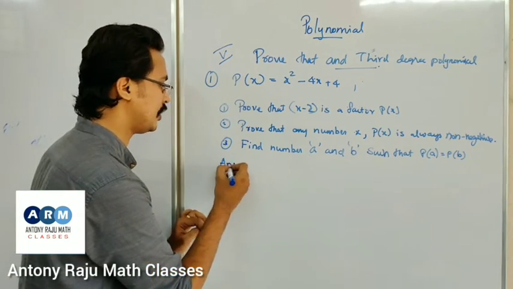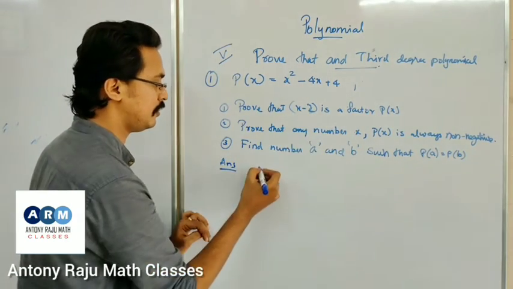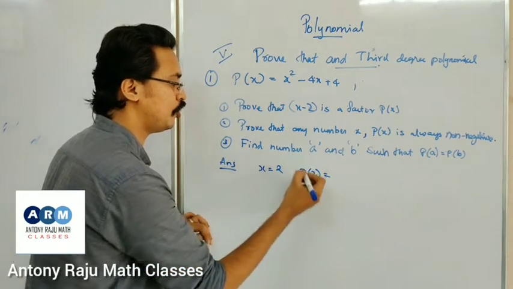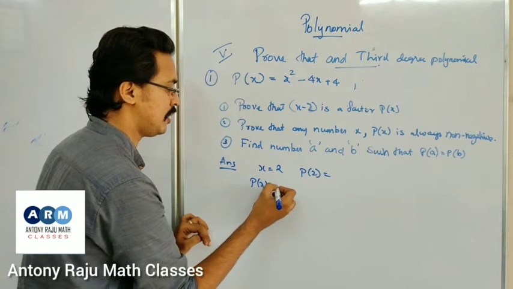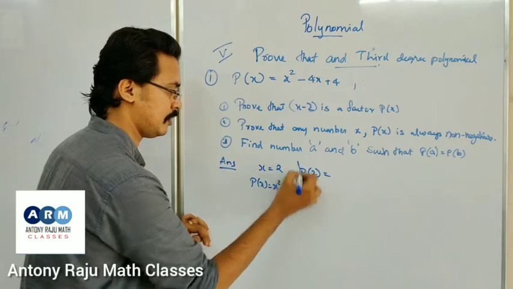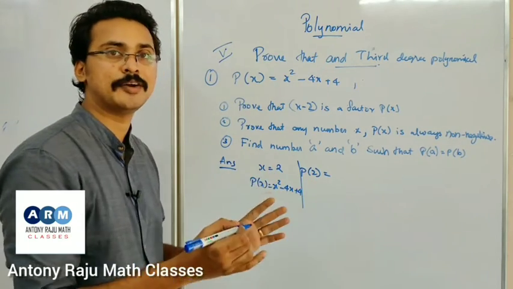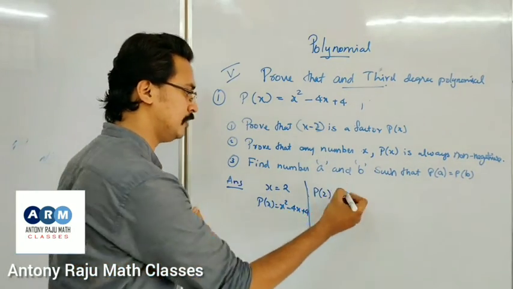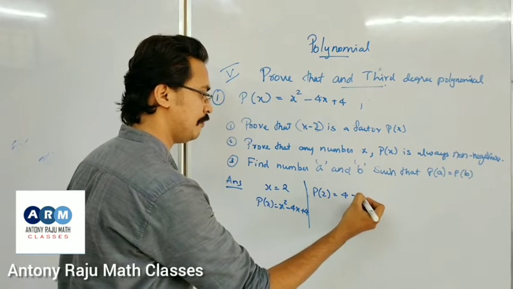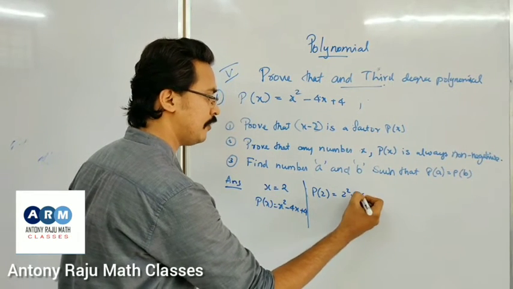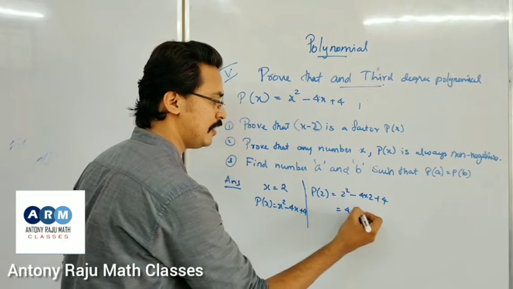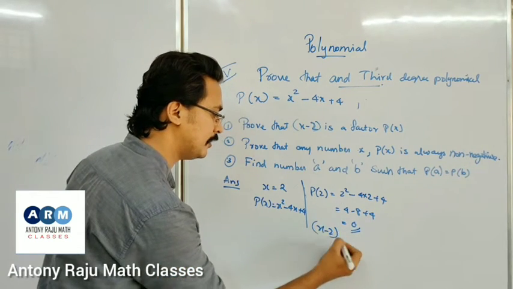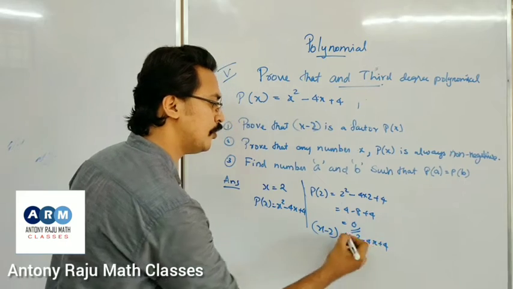Easy. We have to find x equal to 2 in the condition solution. So p of 2 is this polynomial. We know p of x equals x square minus 4x plus 4. That's p of x. So p of 2 is 0. Remainder 0 means it is a factor. Right? Remainder 0 is a factor. So p of 2: 2 square is 4, minus 4 into 2, plus 4. That is 4 minus 8 plus 4, we will get 0. P of 2 is 0. That is, x minus 2 is a factor of x square minus 4x plus 4.